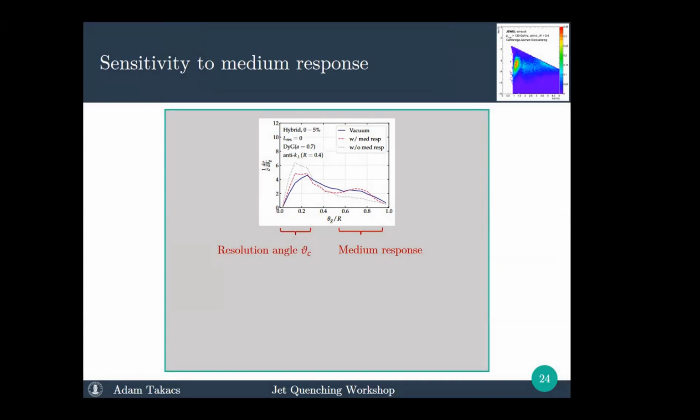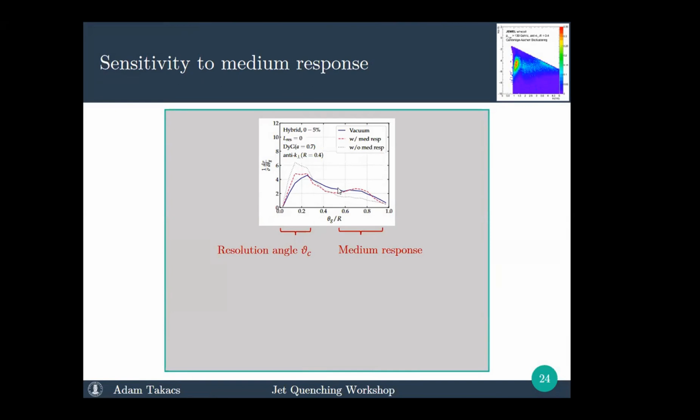So what I have here is the calculation from the hybrid model with and without the medium response. Without the medium response, we have the gray curve, with a big enhancement around this theta c scale. If you turn on the medium response, you kill some part of this enhancement, and instead you have a big bump at large angles.